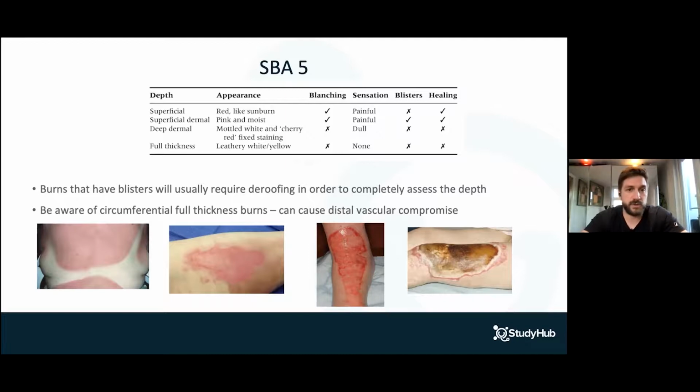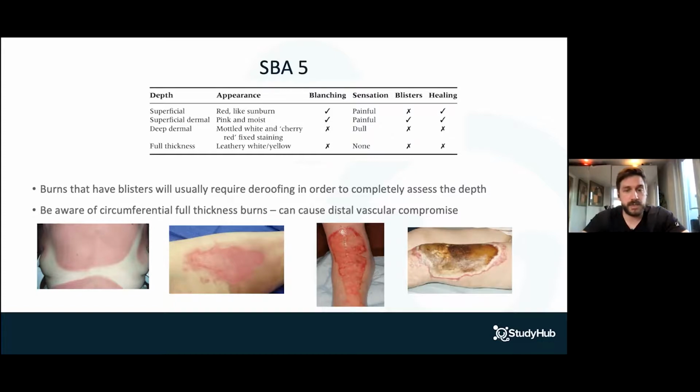So for superficial, this is red, looks like sunburn, as I said. It does blanch, it'll be painful, no blisters, and it will heal without any intervention. Superficial dermal, as the one that we've just described, is pink and moist. One of the reasons to de-roof a blister in this case would be to allow you to accurately assess the depth of the burn. It is painful, it does have blisters in it, and then it will heal.